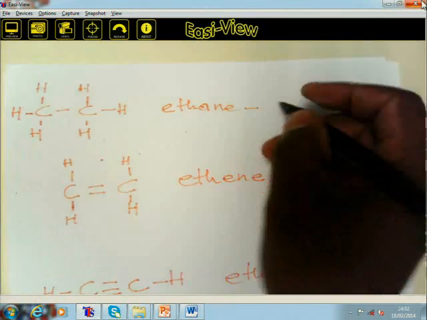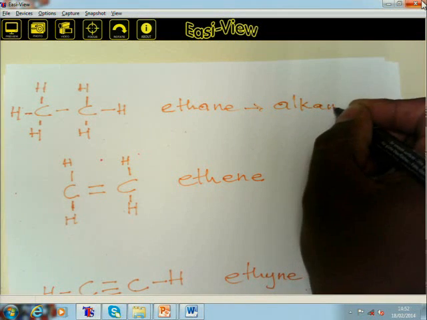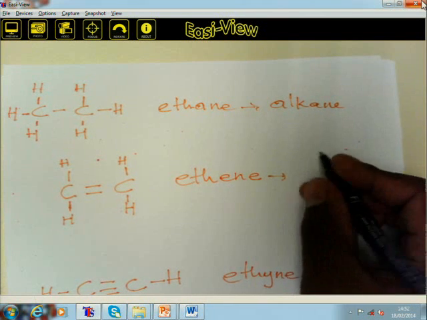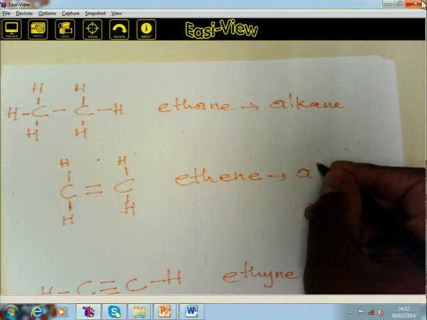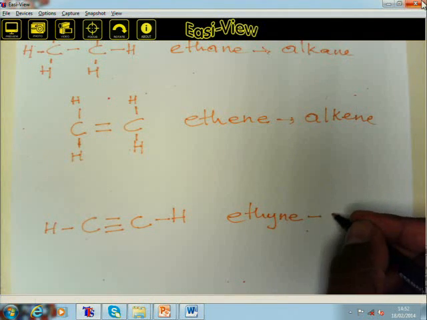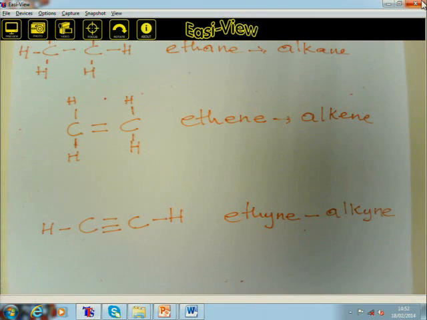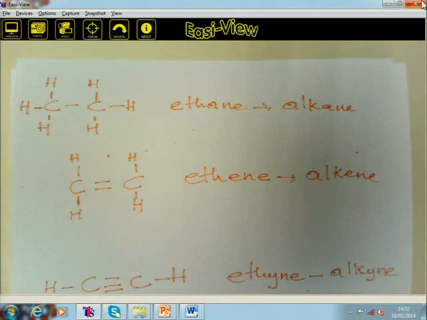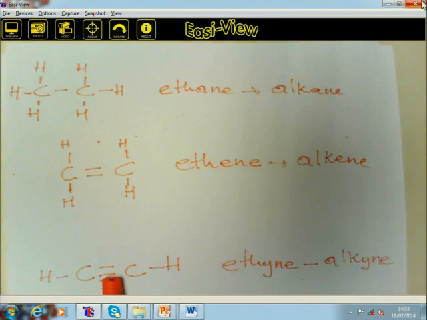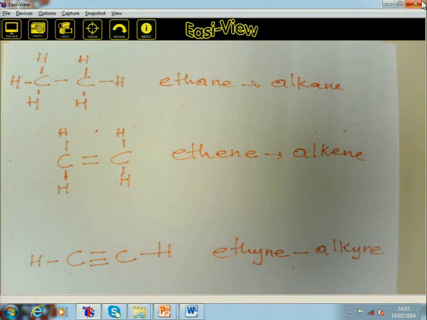So we say the homologous series to which this one belongs is the alkane. And then the second one, the compound belongs to the alkene. And then this last one belongs to the alkyne. All right. So what I have drawn here is your structural formula, and then those are the IUPAC names for the different compounds that I drew. And then this is the homologous series to which they belong.